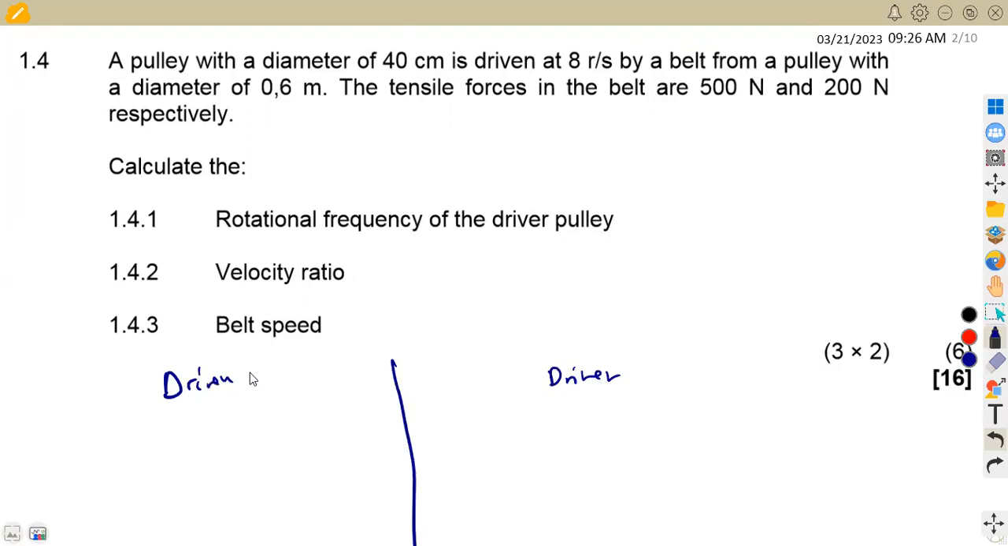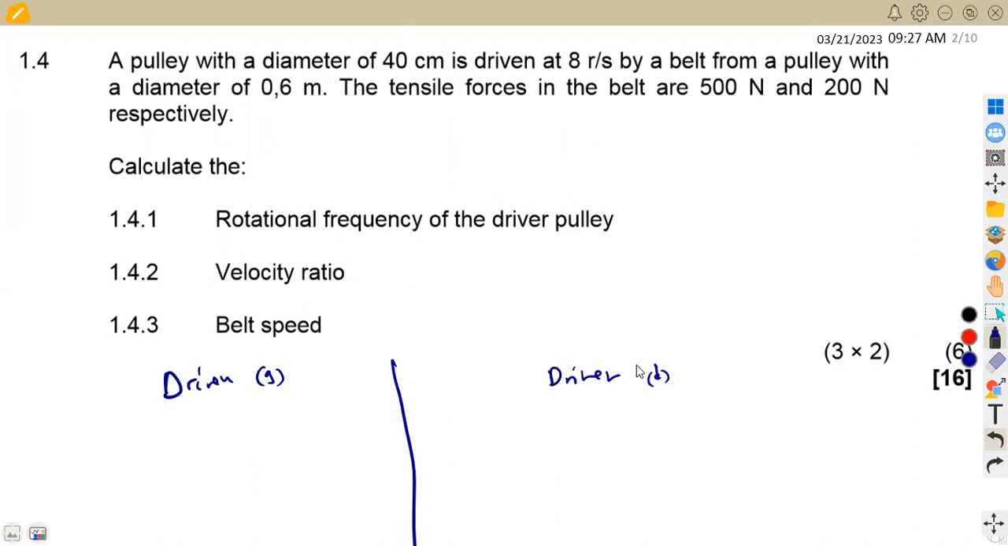On the driven part, I'm just going to write in terms of capital D with a subscript G, so that we do not confuse. And on the driver, I'm just going to write in terms of small letter d like that. You can use the capital letter D and small letter d for diameter so that you don't confuse, but it's one and the same thing.